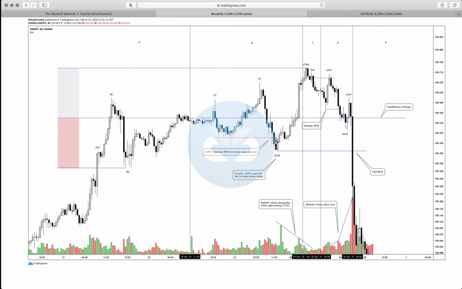So now we see that last rally to the upside, and notice that as we see that higher high being made, the volume is slowly diminishing, right? Bullish volume is diminishing. Even at the UTAD, you see no volume existed here. So like I said, no volume supporting a move creates instability, and that's what causes the reaction to the downside. And based off of the logic, this is now your phase C UTAD, right?